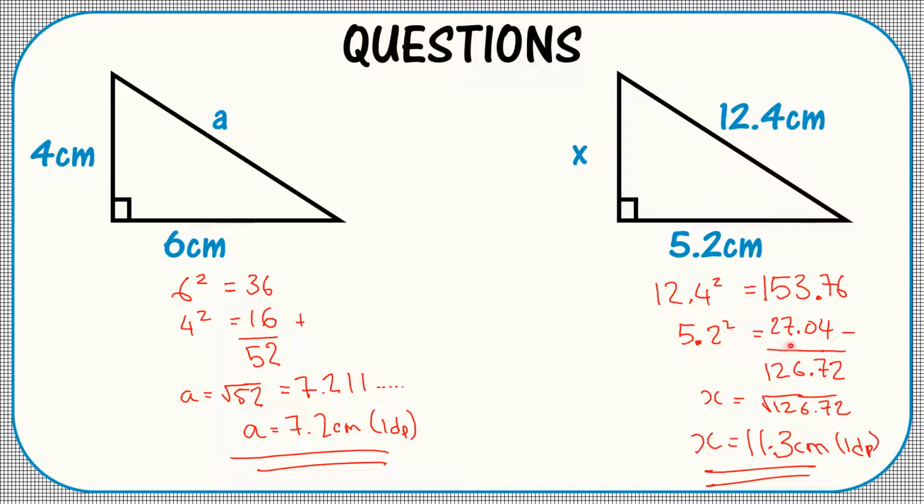153.76 minus 27.04 is equal to 126.72. To find the value of x, what you would do is square root it. So x is equal to the square root of 126.72. Once you tidy this up, x is equal to 11.3 centimeters to one decimal place.